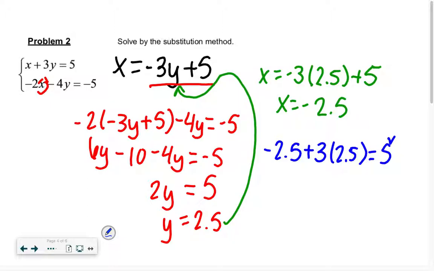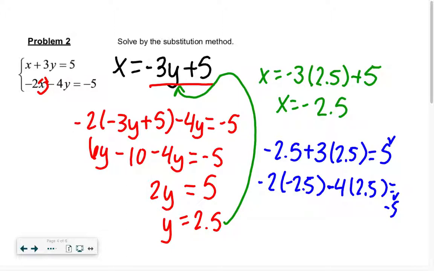And then the bottom one, negative 2 times negative 2.5, oopsies, minus 4 times 2.5 equals negative 5. It sure does. Minus 4 times, yeah. So since it works out, I put my answer in an ordered pair, which is negative 2.5, comma, 2.5.